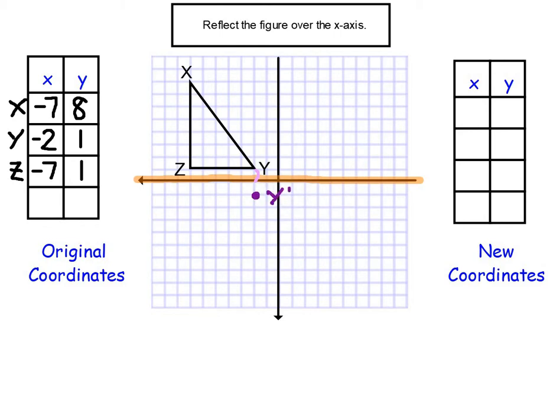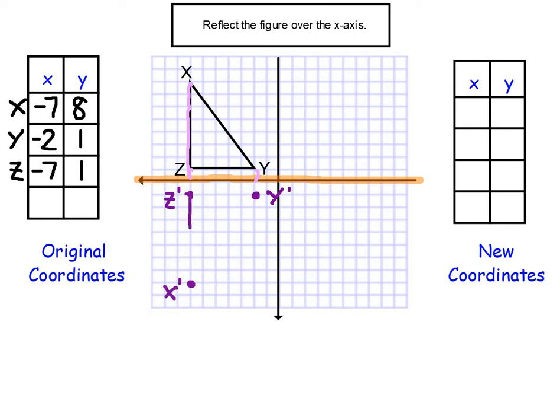Let's do the same for the others. Z is one block away, so Z prime is going to be one block away. And then I'm going to go back and do X. It's very important to make sure that you count all of the points and not just one or two of them and then try to guess the rest. So X is 1, 2, 3, 4, 5, 6, 7, 8 spaces away from the x-axis. So X prime is going to be 8 spaces away from the x-axis.